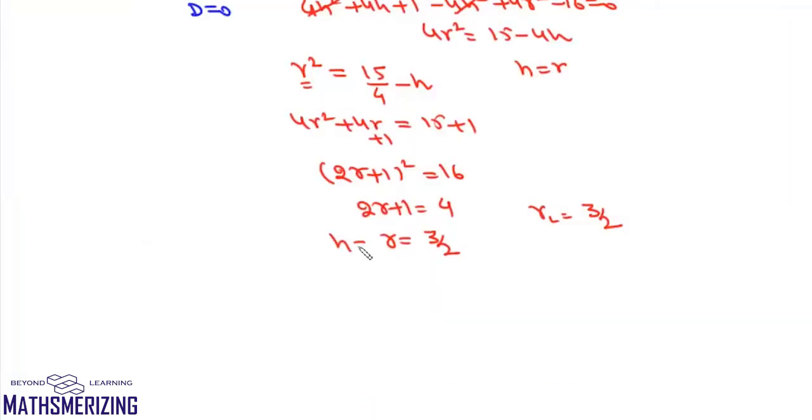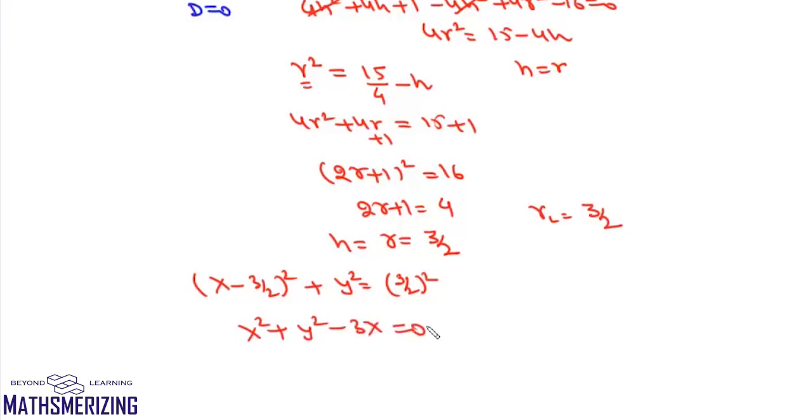So basically h and r, they are equal to 3 by 2. We can write the equation of this circle as x minus 3 by 2 square plus y square will be equal to 3 by 2 whole square. So it will be x square plus y square minus 3x will be equal to 0.